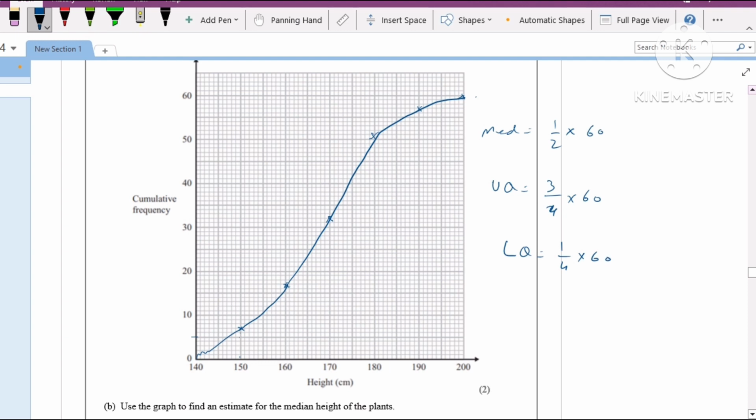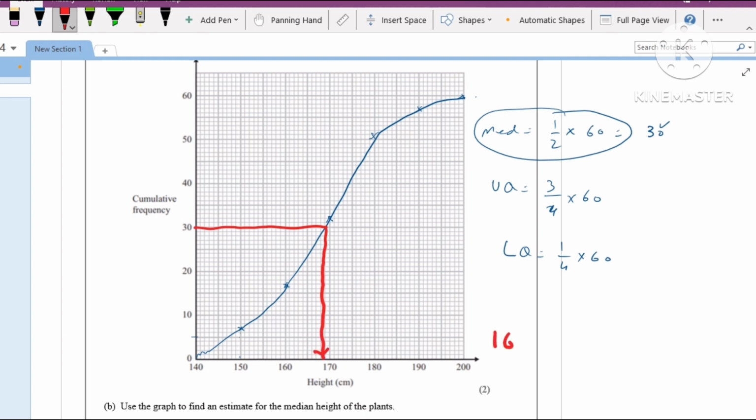So we are going to find only the median. That is half of 60, that is 30. You will draw the line here at 30 and see the value at the bottom, that is 169. So the median is 169. If you want to find the upper quartile, that is 3/4 of 60.